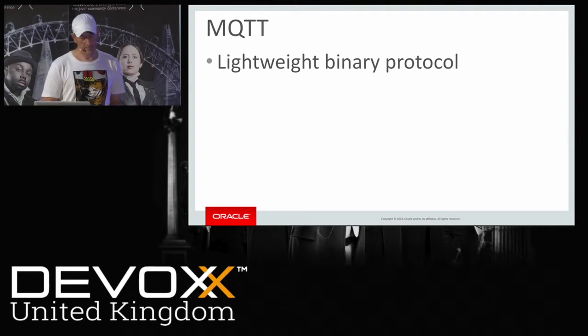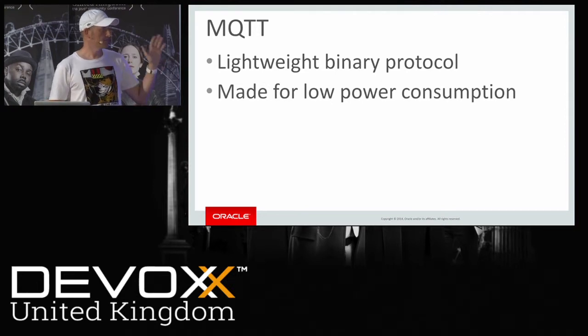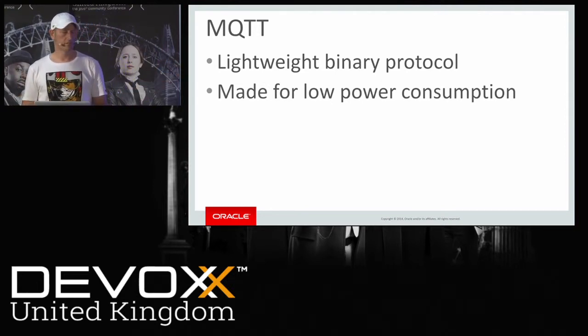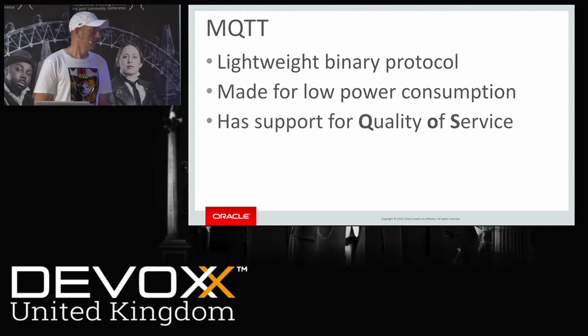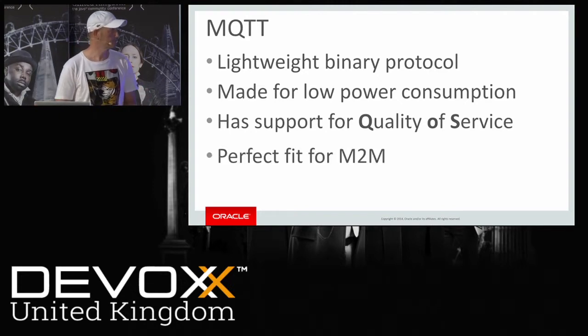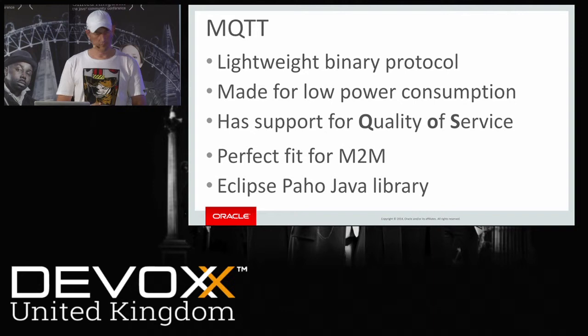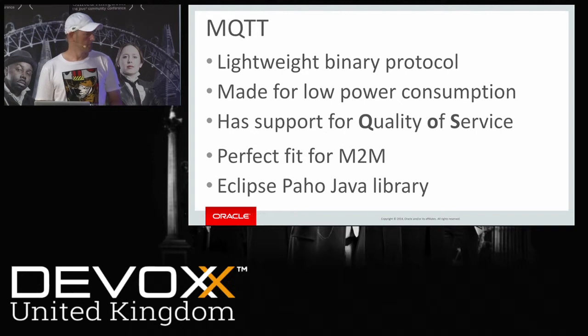So MQTT is a very lightweight binary protocol, so you don't have all the overhead with XML and that stuff, which is great. And it was made for low power consumption and really bad networks, which is also very good for wearables. It has support for so-called quality of service, so that means different stages of making sure that the message really reaches the target. We have three different ones in MQTT. It's a perfect fit for machine-to-machine communication. And there is a Java library. Eclipse Paho is the project, and there is also C++, Python, and other stuff from Paho. The Java library is not the newest one, but it works quite well.